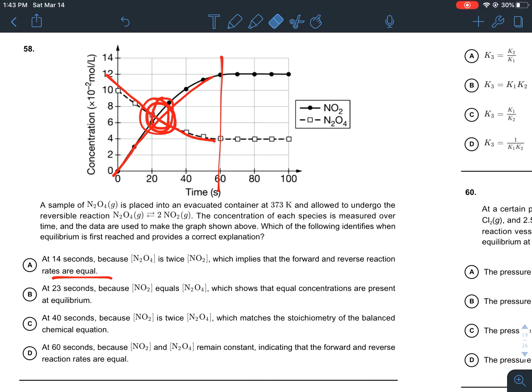C: At 40 seconds, NO2 is twice that of N2O4. I guess that's believable, which makes it the stoichiometry of the balanced chemical equation. No. What is happening there? All right, the answer is D. At 60 seconds, N2O4 and NO2 remain constant, indicating the forward and reverse reaction rates are equal. This is the definition of equilibrium, wherein the forward and reverse reaction rates are equal. And at 60 seconds, yeah, we are now at equilibrium.